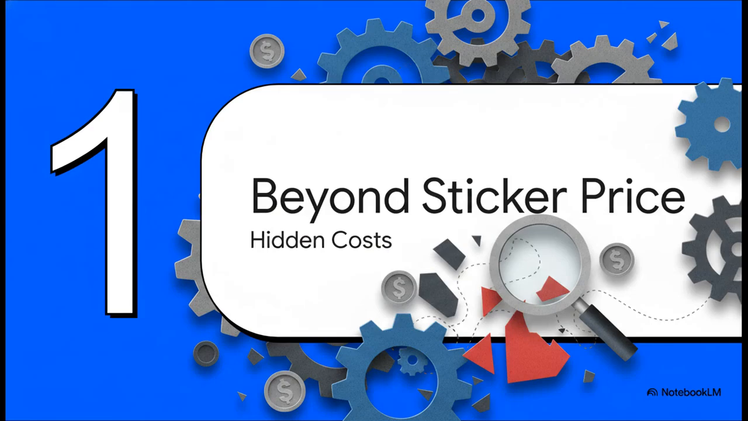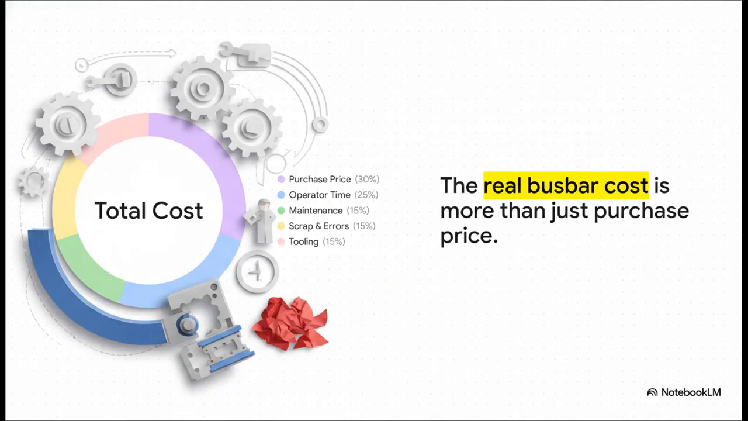All right, section 1, beyond the sticker price. Now, what's really interesting about this slide is seeing exactly why evaluating machinery requires looking way past the invoice. That purchase price is just one slice of the pie. Your real cost is dictated by hidden operational variables. We're talking tooling options, operator time, maintenance needs, and, crucially, scrap and errors.